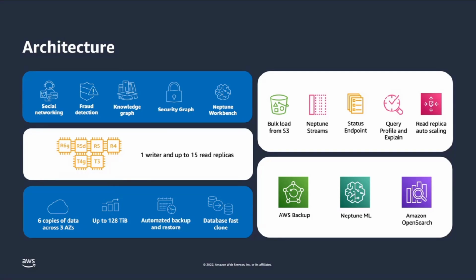We also have a feature called Neptune ML. We'll talk a bit about that here in a moment. But at a high level, Neptune ML is an integration between Neptune and SageMaker to enable customers of the Neptune graph database to build and automate the process of building graph neural network-based machine learning models and using those models to run real-time predictions inside of queries.